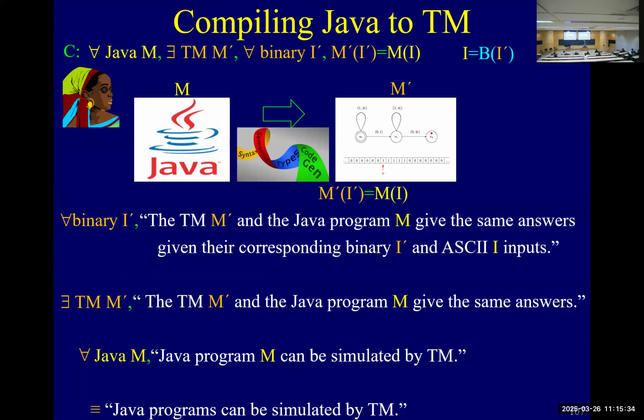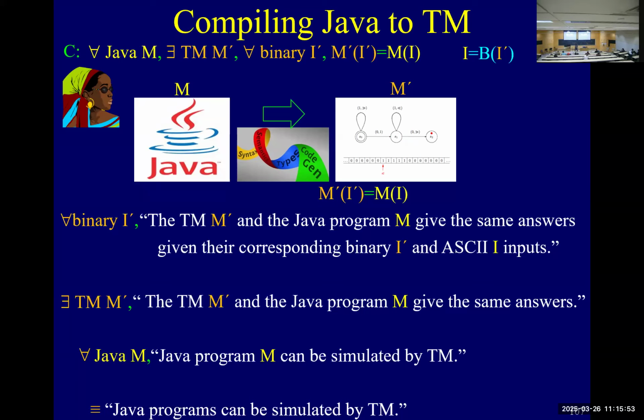Right? Here I'm saying every Java program. You give me a Java program. What am I going to do with it? I'm going to look at your Java program and compile it into a Turing machine, for every Java program, and it's a proof by construction.